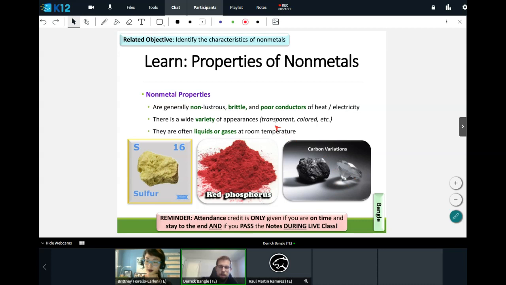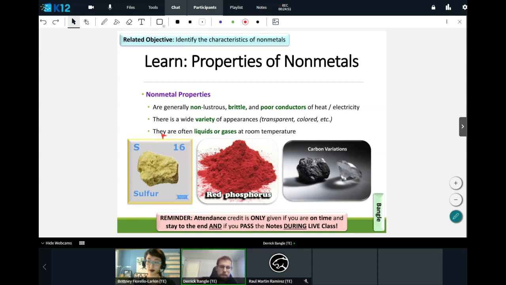Next, they come in a wide variety of colors and appearances, some being transparent like this diamond made out of carbon, and colored such as this sulfur or this pile of red phosphorus we have in the center. Notice how the carbon can actually come in 2 variations, being coal and diamond, right? The diamond being a pretty gemstone, and the coal being a crusty black rock type structure that we can use for fuel for multiple uses.